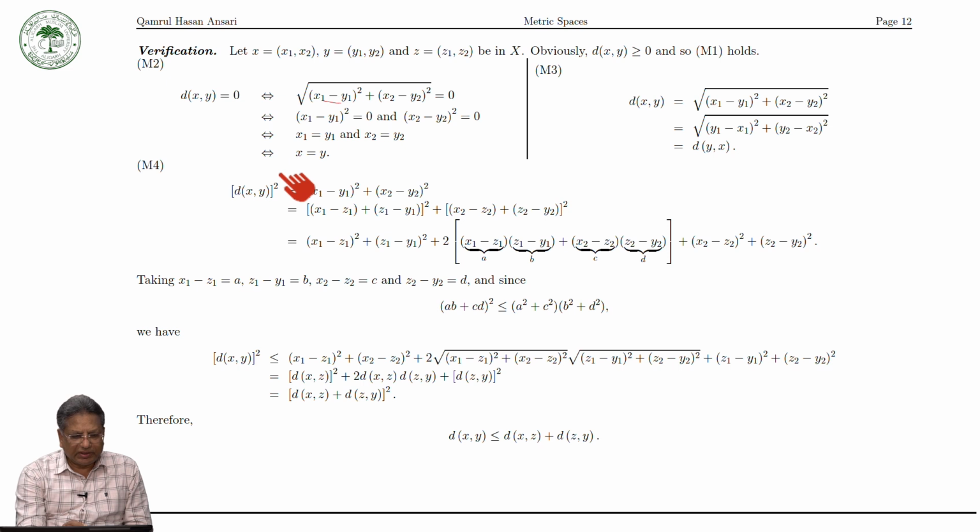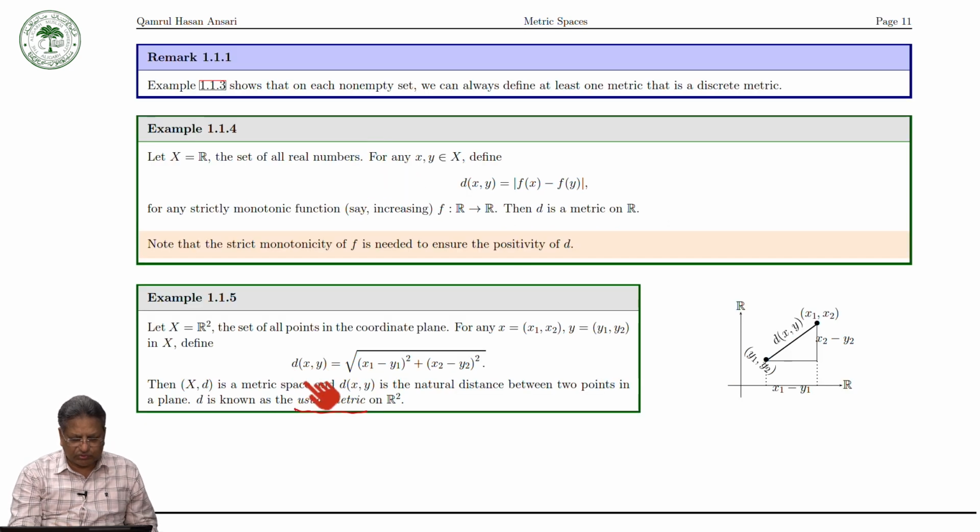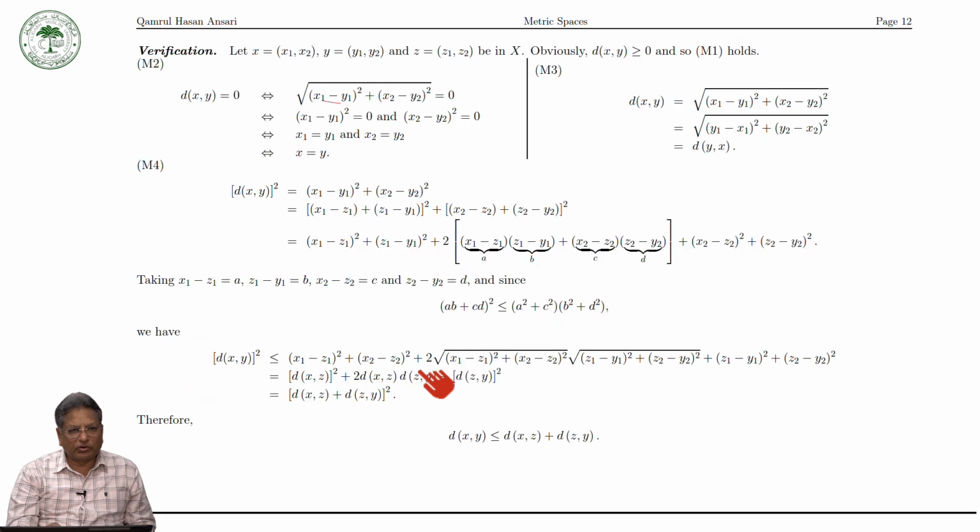Because dxy is equal to the square root of this thing, instead of manipulating the square root, a better way is to take the square on both sides. Then the square of dxy is equal to (x1 minus y1) square plus (x2 minus y2) square. Then it is easy to verify.